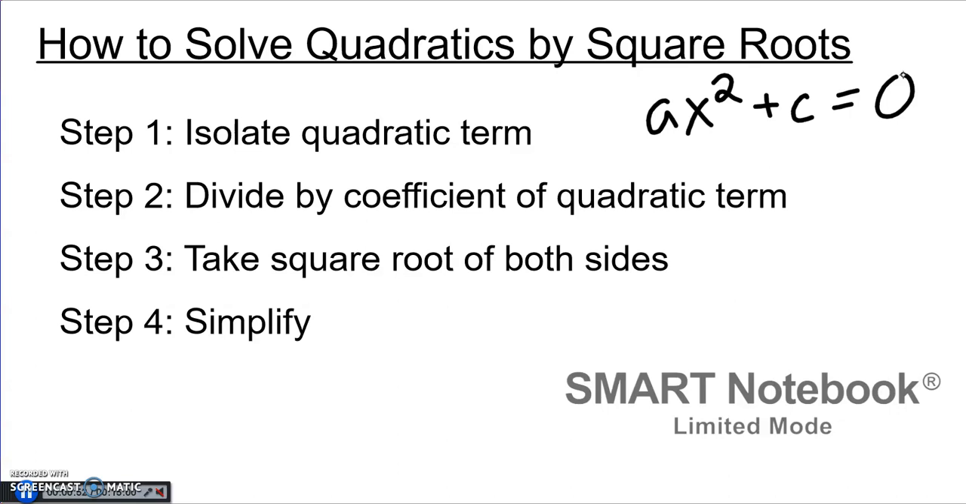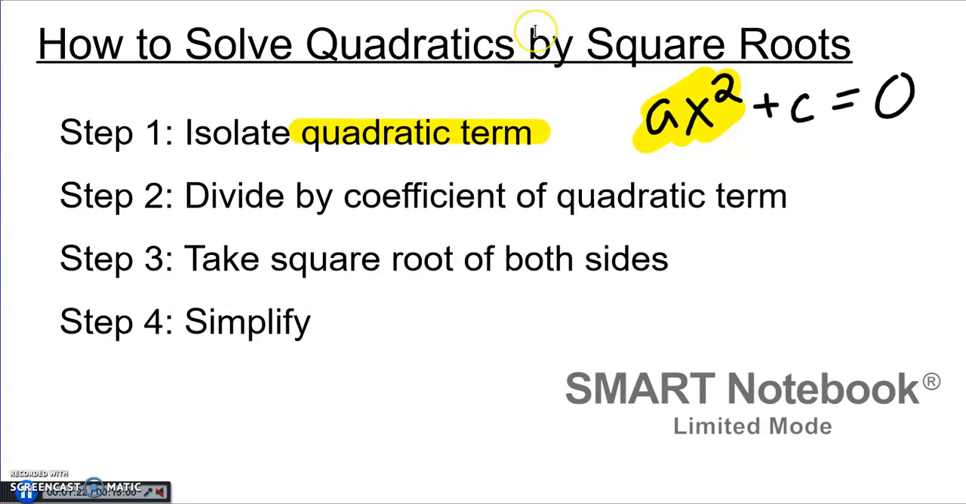The first step we want to do is to isolate that quadratic term. The quadratic term is going to be this ax squared. We want to isolate that. The second step is to divide by the coefficient of the quadratic term. Again, that's only if a is not 1. If a is 1, we don't need to divide because then x squared, or the variable squared, is going to be isolated. Step 3 is you're going to take the square root of both sides.